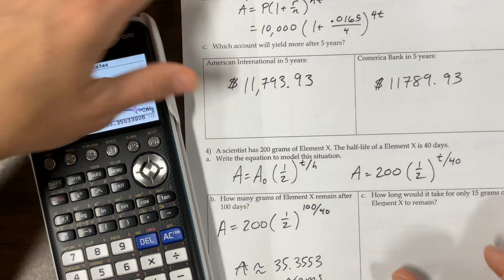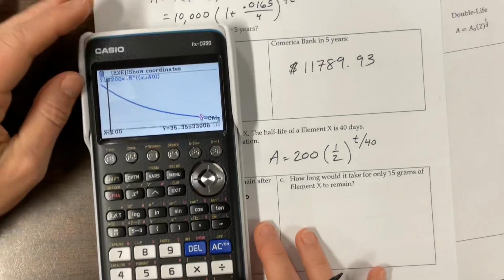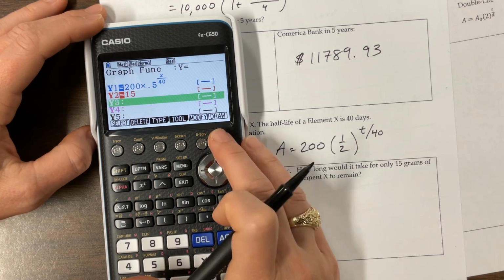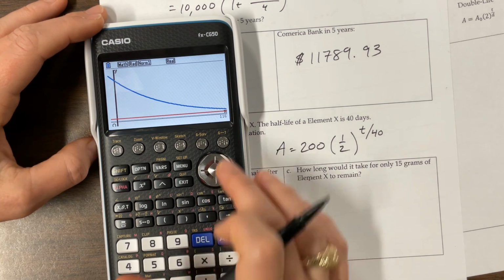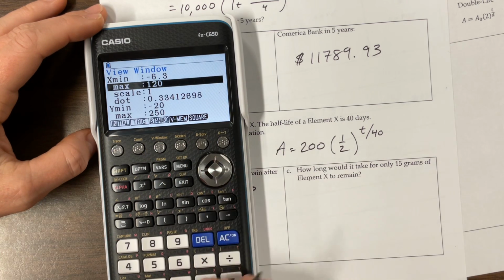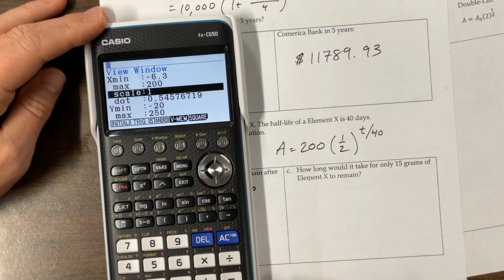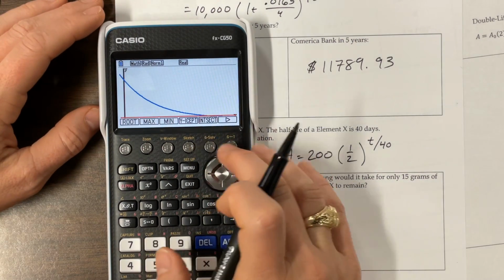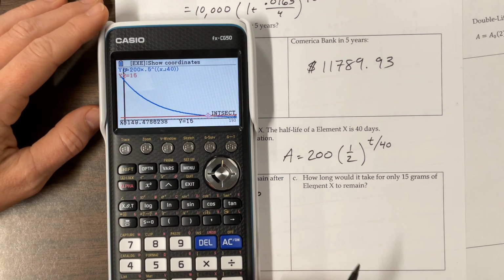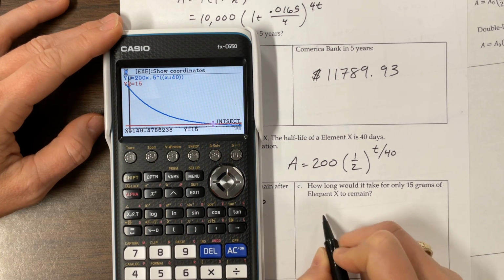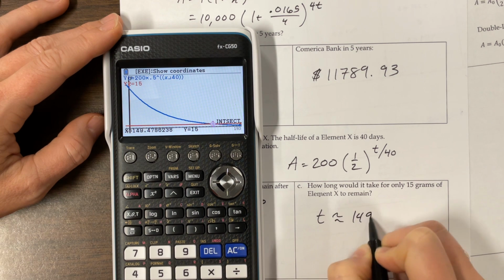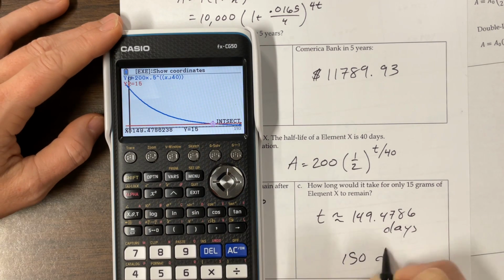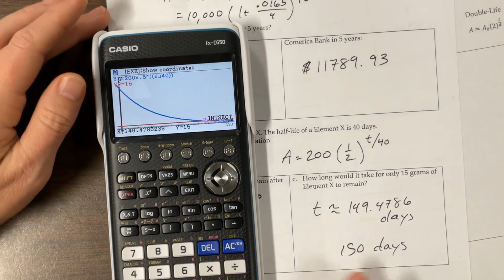Cool. Okay, how long would it take for only 15 grams of the element to remain? What I can do is come back here and say, when will the amount be 15? I can draw. Oh, okay, I need to go farther out with my window. Let's go to, I don't know, 200. Okay, there, now I see them crossing. So G solve, intersect. And they intersected, how long? Time would be about 149.4786 days. So 150 days if we ask you to round to the nearest whole day.